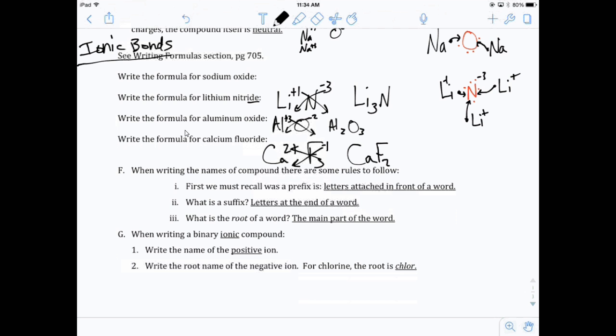All right, when we write the name of the compound, first we must know what a prefix is. Letters attached to the front of the word. We have to know what a suffix is, letters at the end of the word. So a suffix means letters at the end. Prefix means letters at the beginning, because I'm going to go through both of those. We'll keep the root word, the main part of the word, the same.